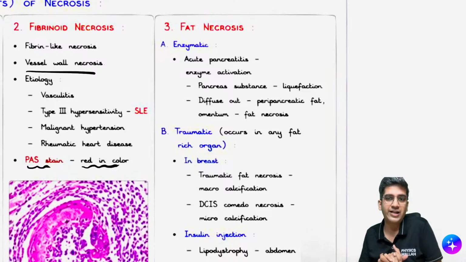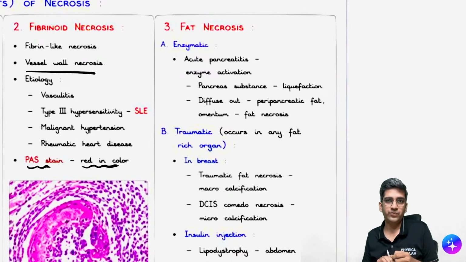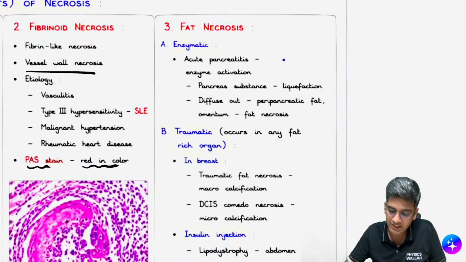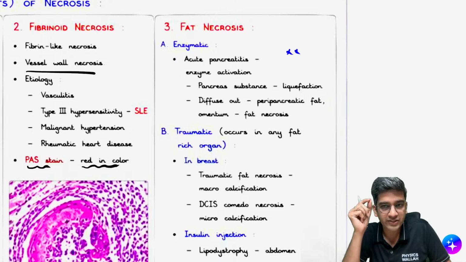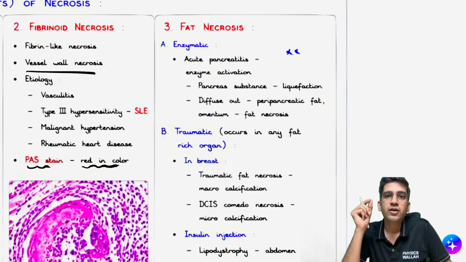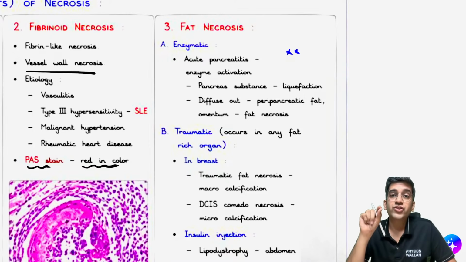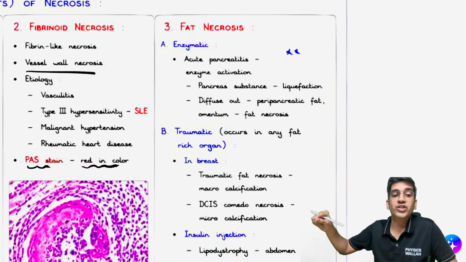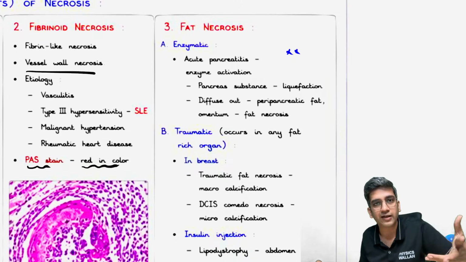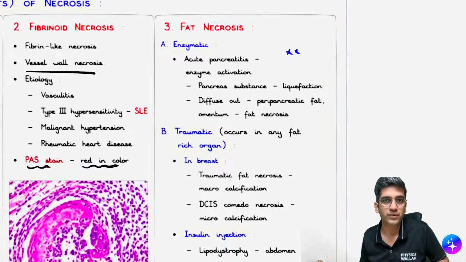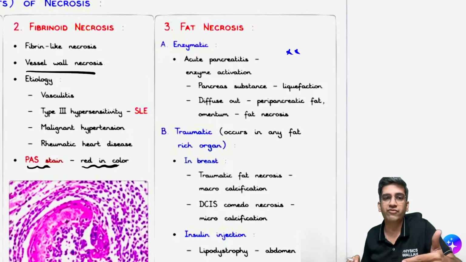Last but not least, fat necrosis. Fat necrosis has two subdivisions. One is enzymatic, one is traumatic. Please don't confuse. If they ask you in a viva, what's the type of necrosis seen in acute pancreatitis? The answer is liquefactive necrosis, not fat necrosis. If they ask what is the type of necrosis in the omentum in acute pancreatitis, then the answer is fat necrosis, because the pancreas does not have fat. It cannot undergo fat necrosis. Peripancreatic, I have fat. Outside the pancreas, omentum, I have fat, right?